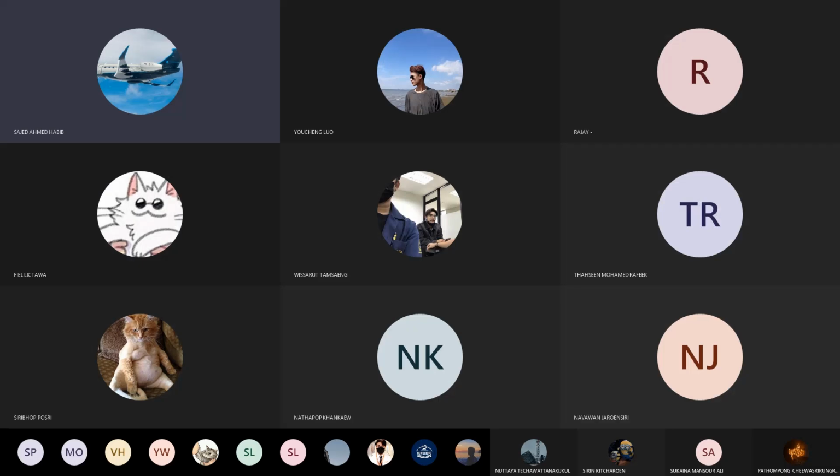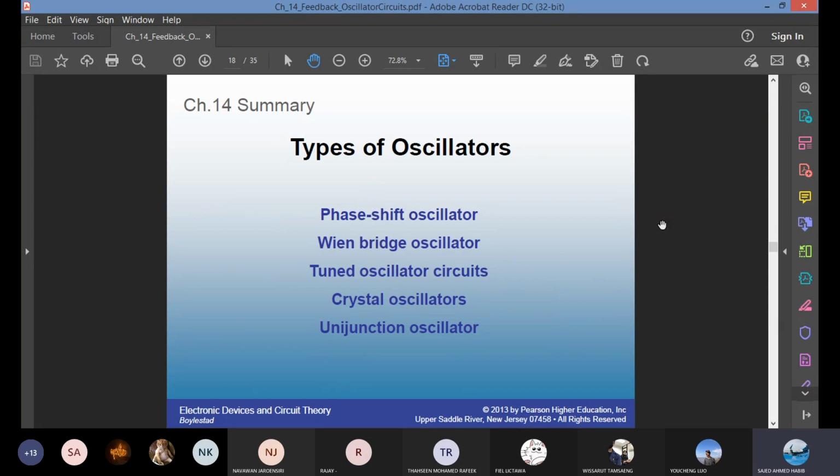JFET and op-amp. And then the next type of oscillator is called Wien bridge. We will also look at tuned oscillator circuits today, I believe, and a little bit of discussion on crystal oscillators if we have time.